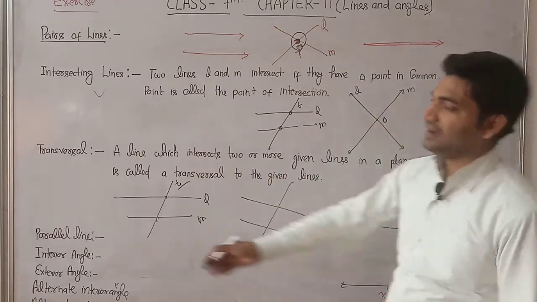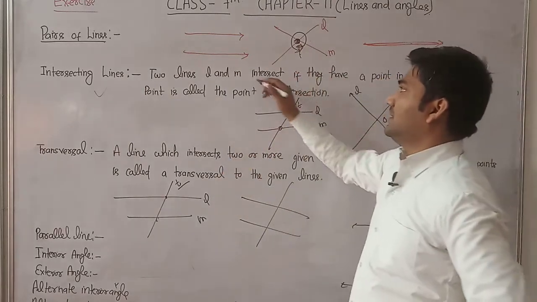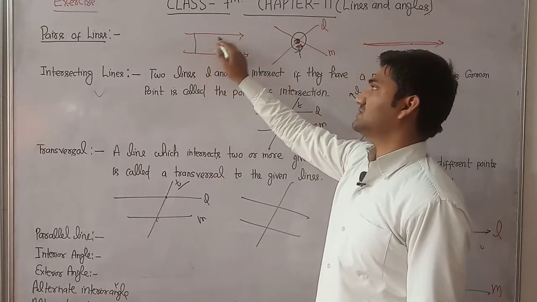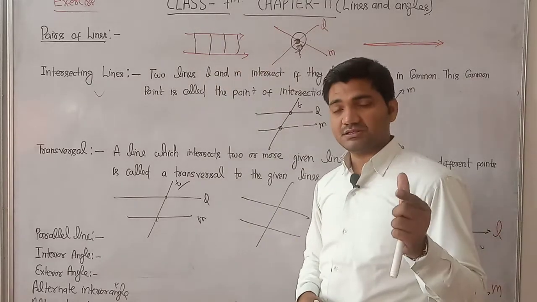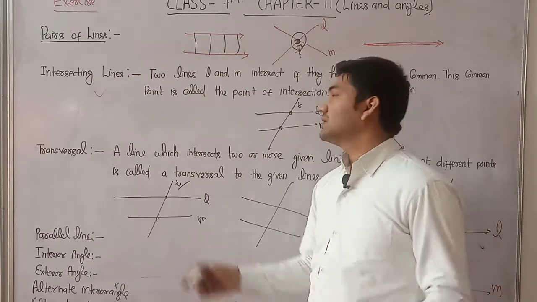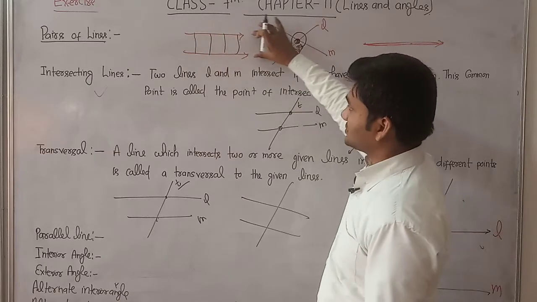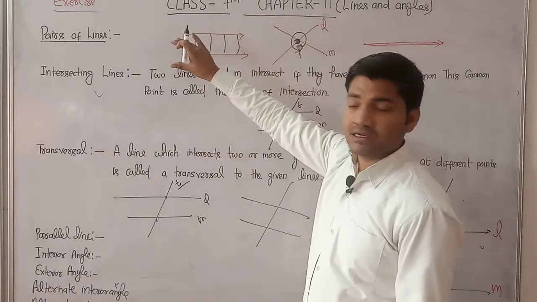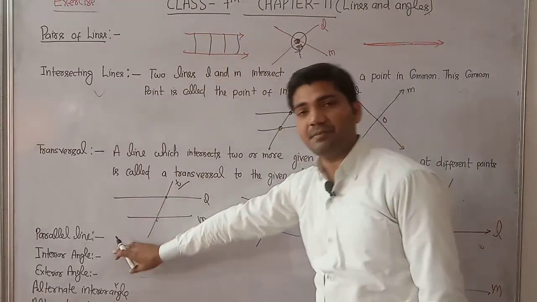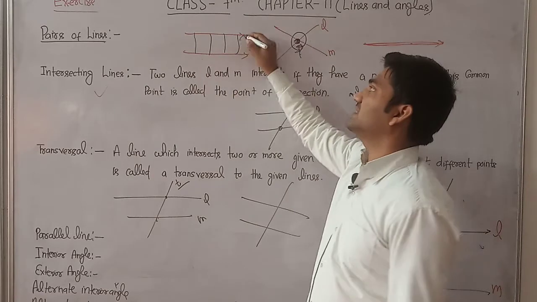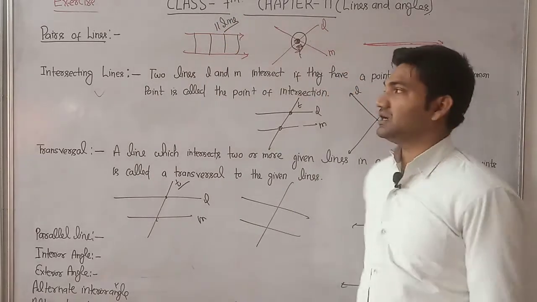Now discuss the parallel lines. Parallel lines: the distance between both lines is equal. If two lines are given, and the distance between the two lines is constant at any point, always constant, then it is called a parallel line. This type of line is called a parallel line.